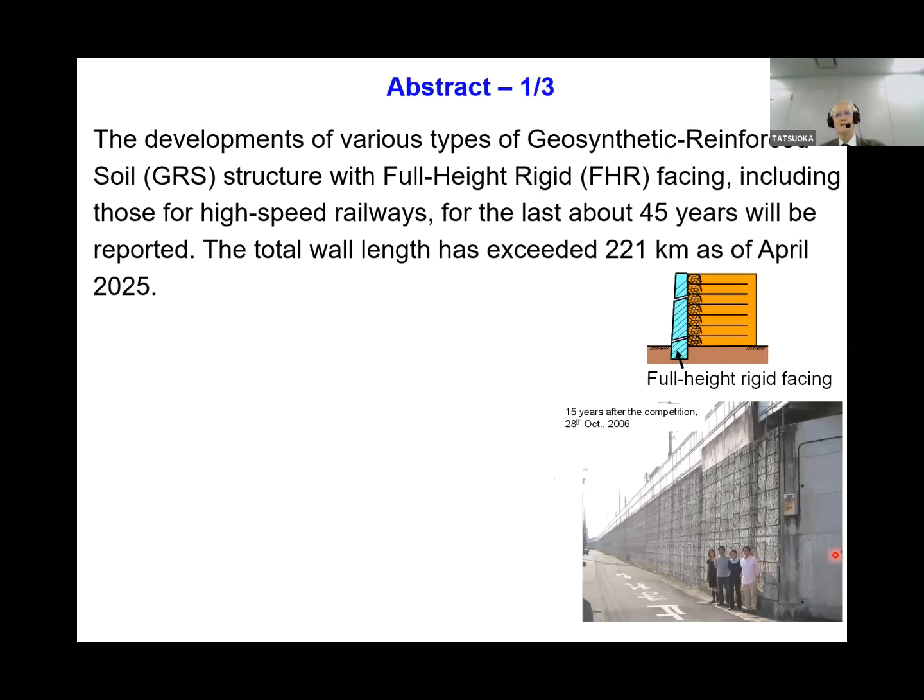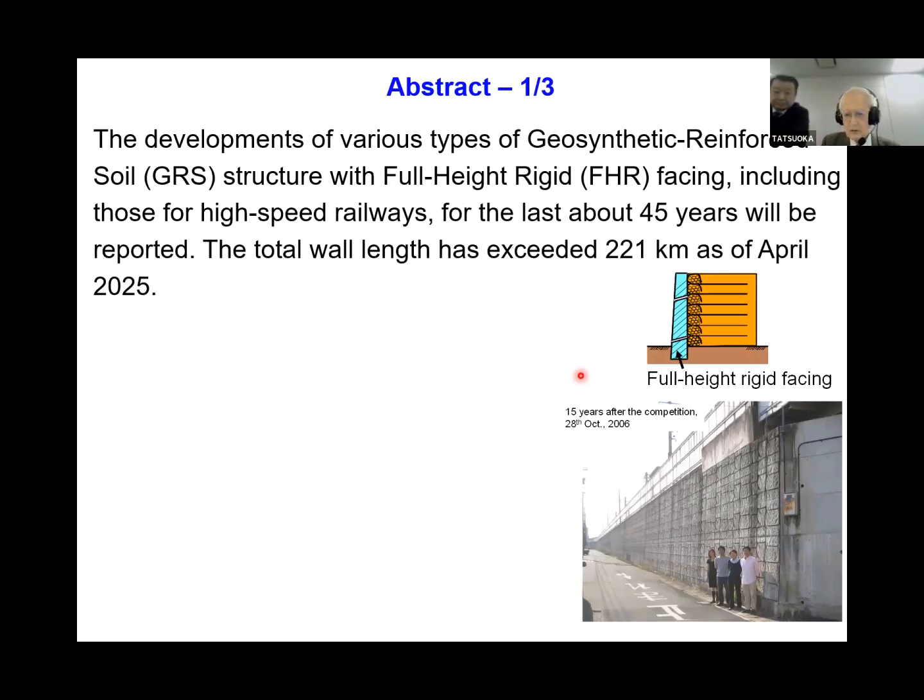So, abstract. The developments of the various types of geosynthetic-reinforced soil, GRS, structures with full height rigid, FHR, facing, including those for high-speed railways for the last about 45 years, will be reported. The total wall length has exceeded 221 kilometers as of April 2025.